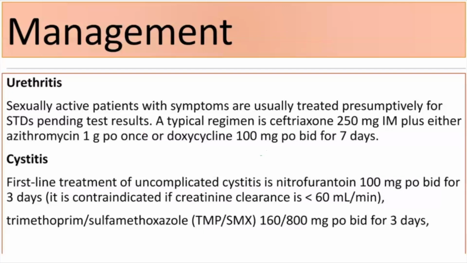So in cystitis, we can give nitrofurantoin 100 milligram BID for 3 to 5 days. Or the other option is trimethoprim sulfamethoxazole BID for 3 to 5 days.